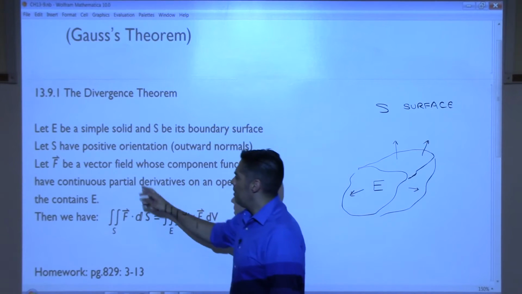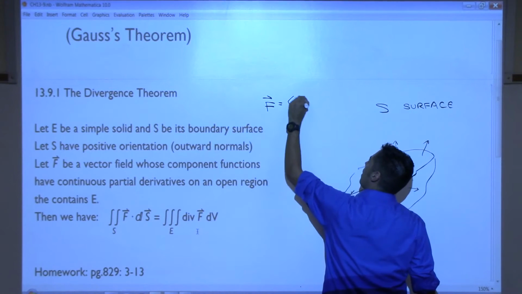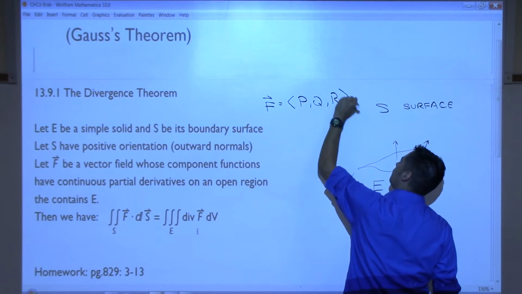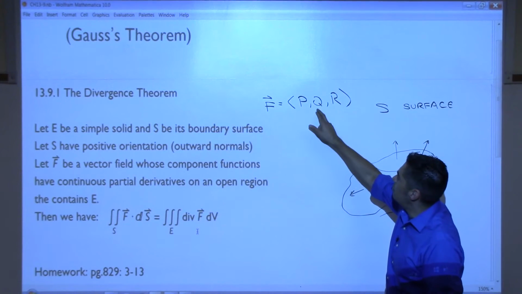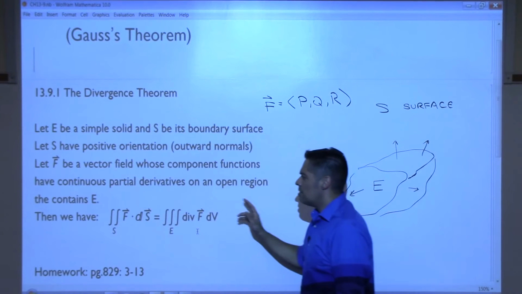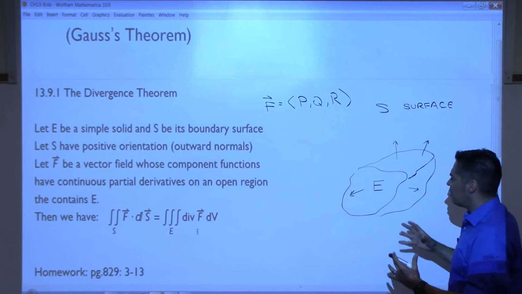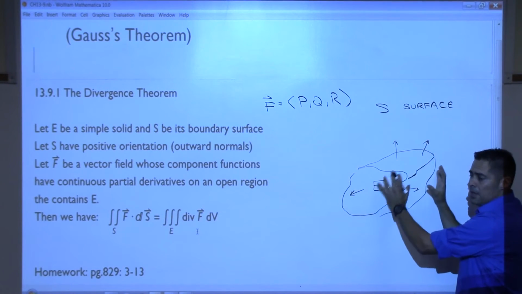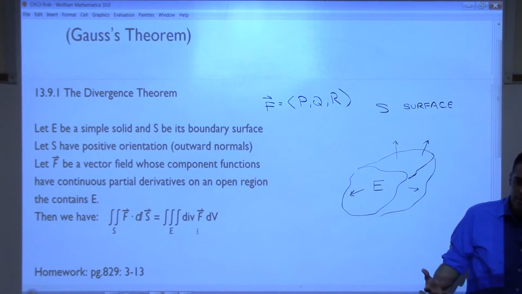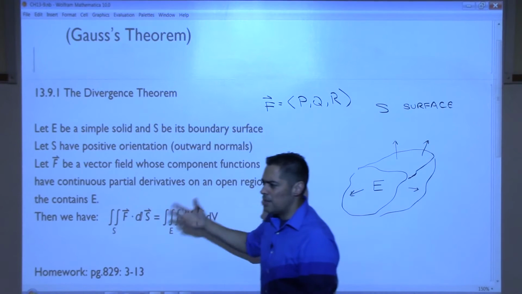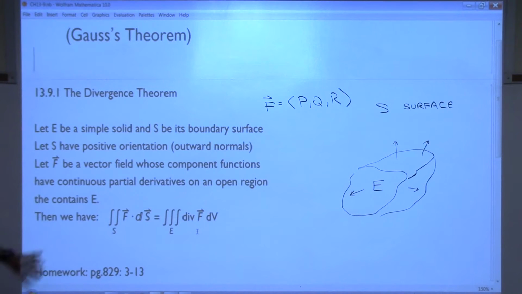Let F be a vector field, P, Q, R, whose component functions, the P function, the Q function, the R function, have continuous partial derivatives on an open region that contains E. That basically means that within this solid, those derivatives have to be well behaved. Continuous means when you take the derivative, you don't have any problems: no division by zero, no domain issues.